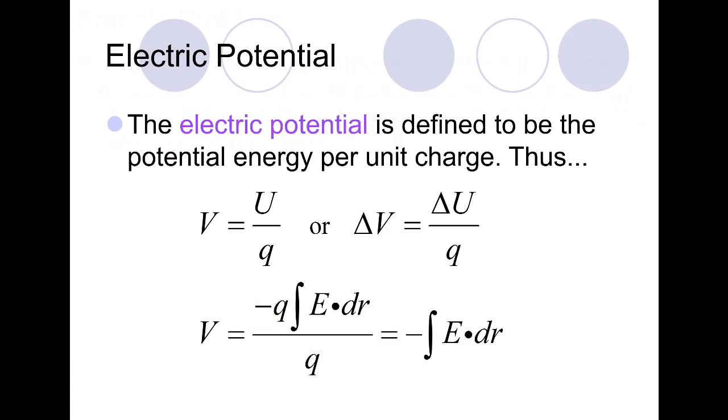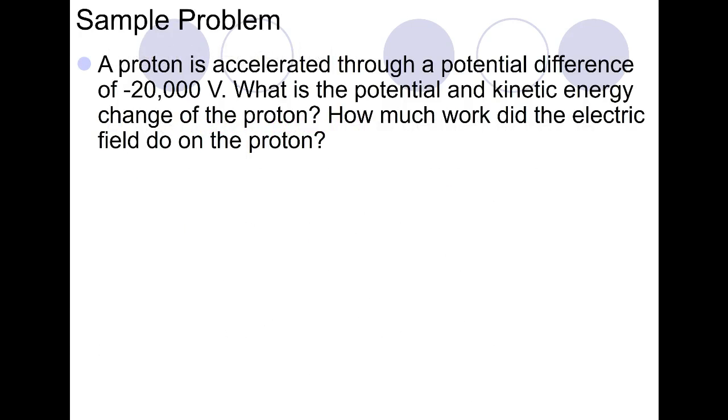So we'll come back to that. But let's do a couple of quick examples. A proton is accelerated through a potential difference, delta V, of negative 20,000 volts. What is the potential and kinetic energy change of the proton? And how much work did the electric field do on the proton?